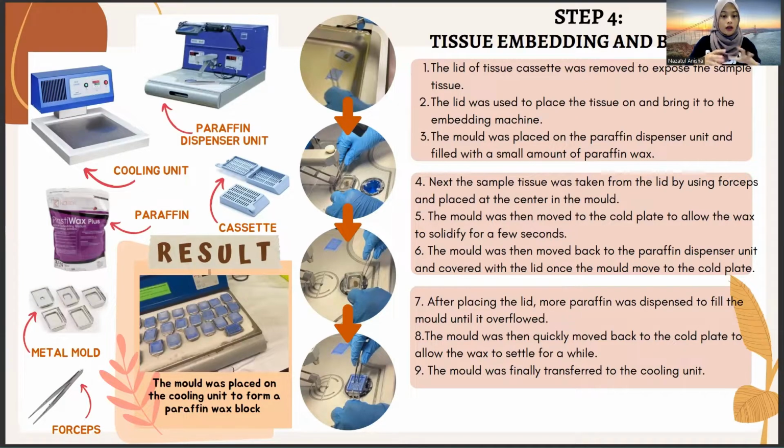So these are all the instruments and materials that you will use in the embedding process, which are paraffin dispenser unit, cooling unit, paraffin, cassettes, metal mold, and forceps.